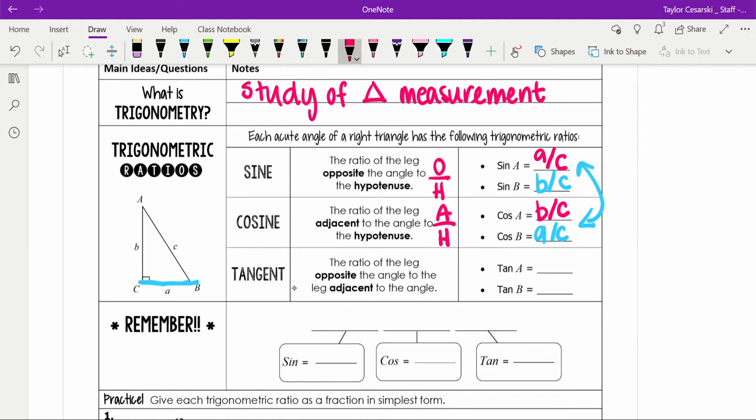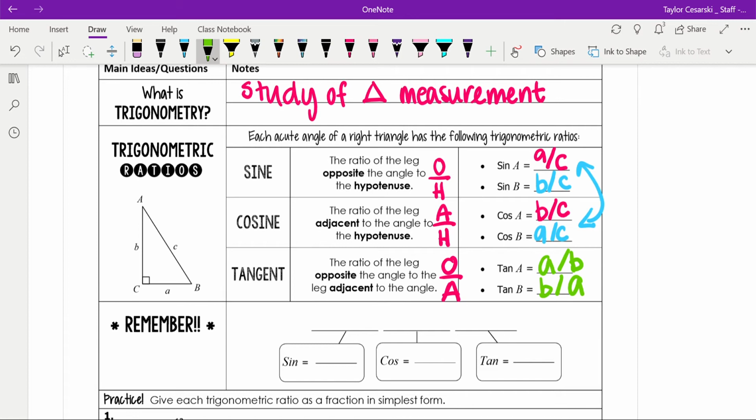And lastly, we have tangent, which is opposite over adjacent. So let's start back at angle A. Opposite of A is little a over adjacent, the side next to, is B. We're going to do the same thing here with angle B. Opposite of B is little b over adjacent is A. And notice those have just flipped.